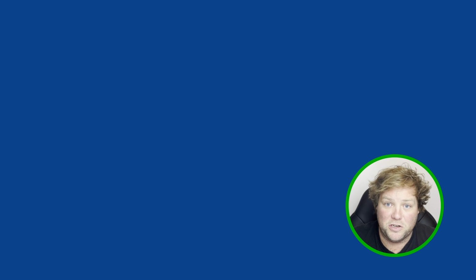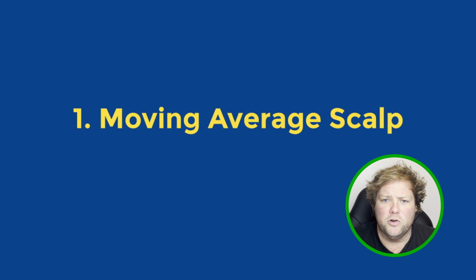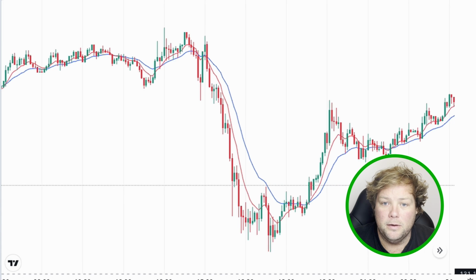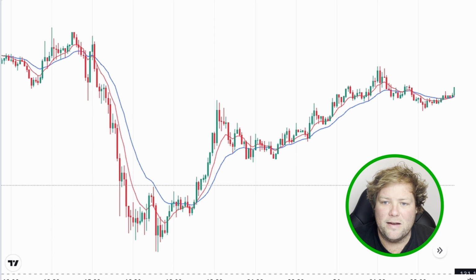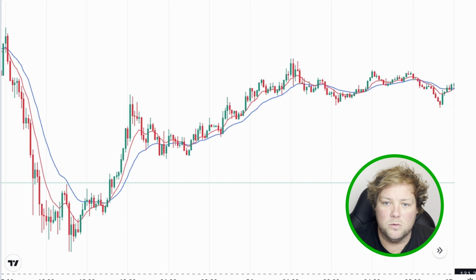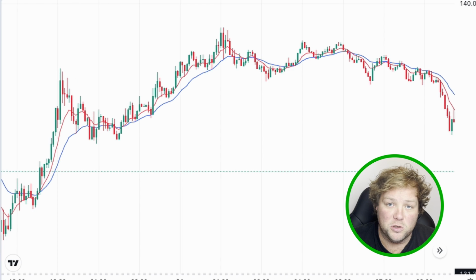Now let's dive into the strategies. Number 1, moving average. This strategy uses moving averages to identify the trend direction and some additional conditions to confirm high probability trades. The key here is to use short-term moving averages to catch quick price movements while ensuring that the larger trend is still on your side.